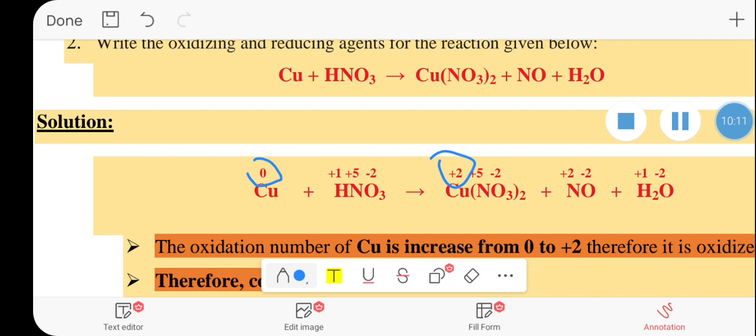The oxidation number of hydrogen is +1 in the reactant side. It is also +1 in the product side. There is no change. The oxidation number of nitrogen in the reactant side is +5, while in the product side with copper nitrate it is +5, the same. However, in nitrogen monoxide it is +2. Therefore, the oxidation number of nitrogen is reduced from +5 to +2. Oxygen is the same in the reactant side and in the product side.